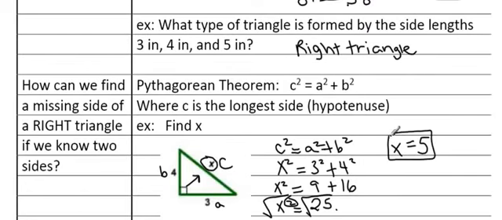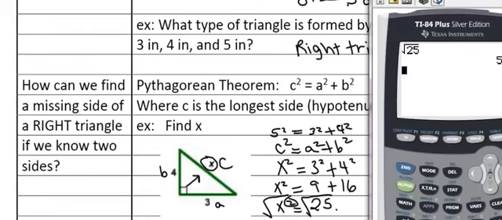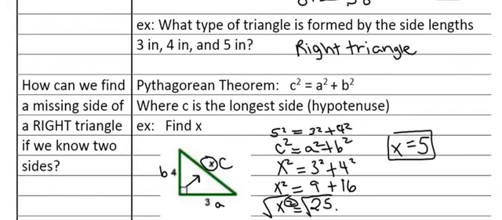And then what I do is I go back into my original equation and I make sure that 5 squared equals 3 squared plus 4 squared. So we said that 5 squared was 25, and that should equal 3 squared plus 4 squared. And 25 equals 25. So we know that we solved for the missing side correctly.